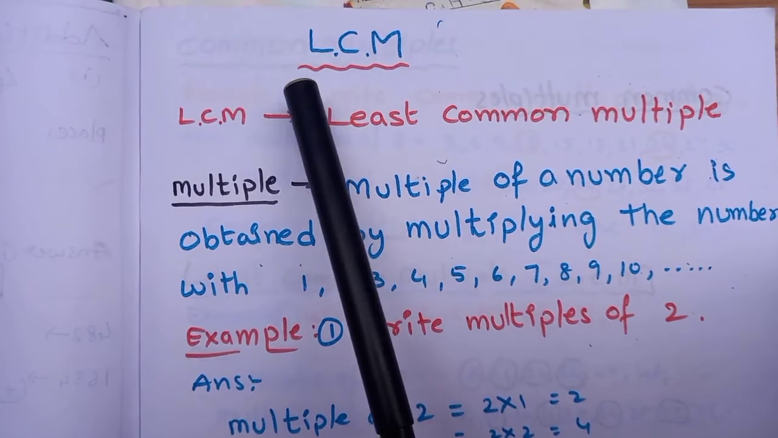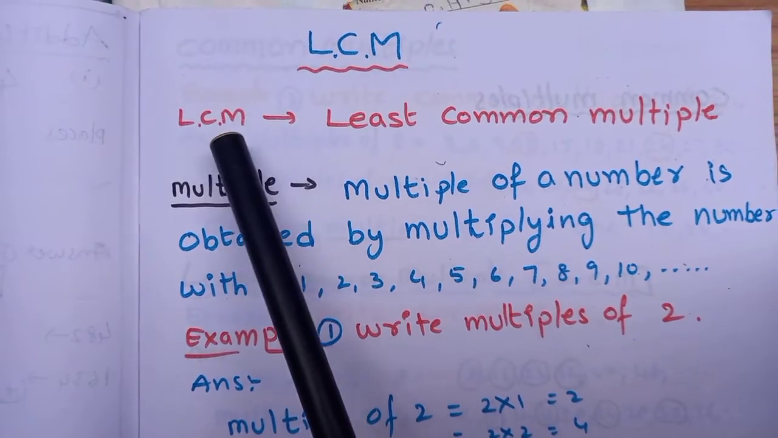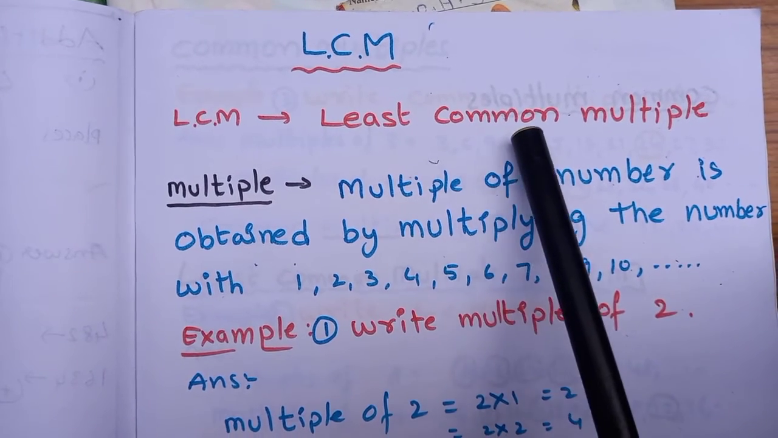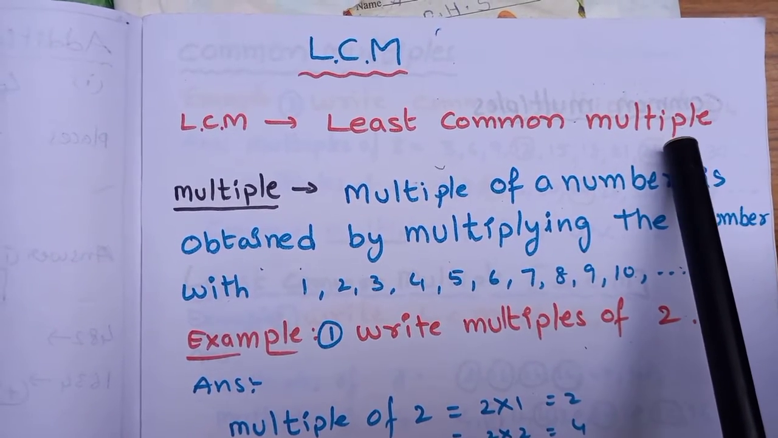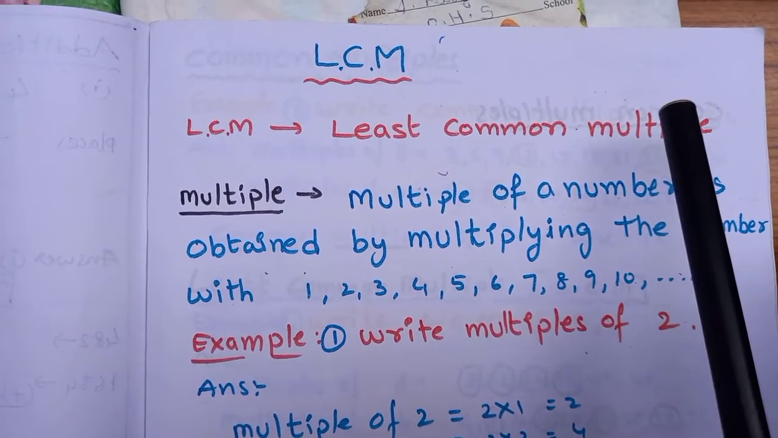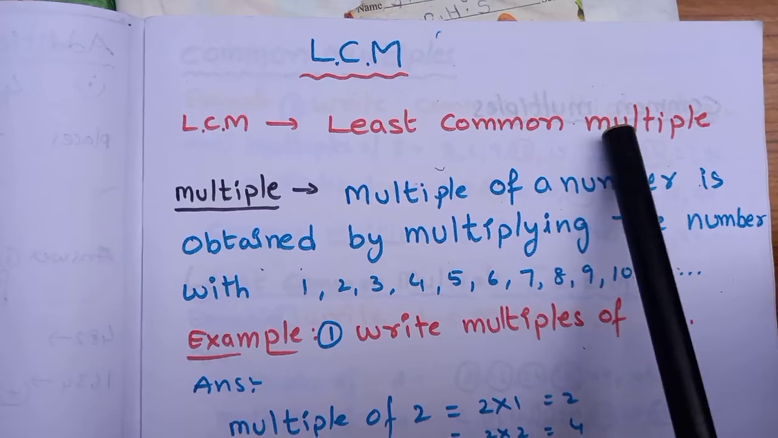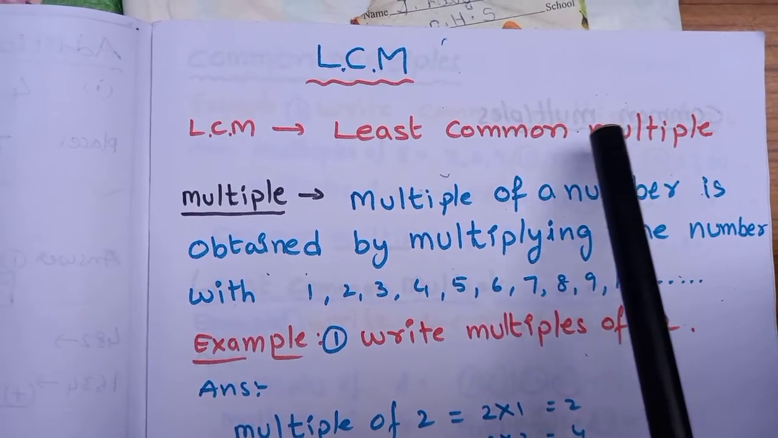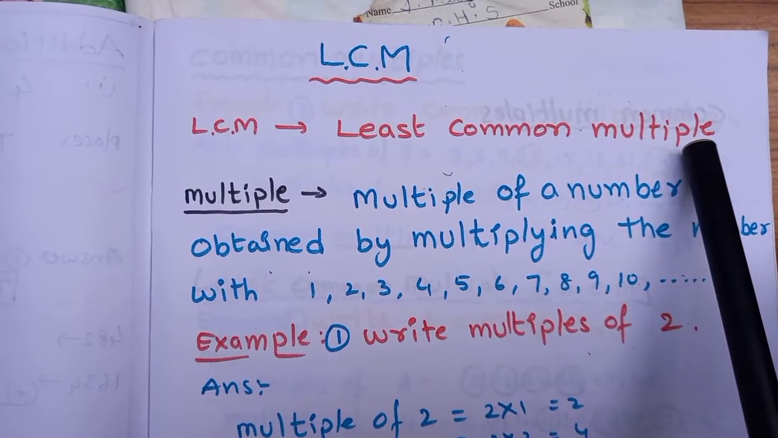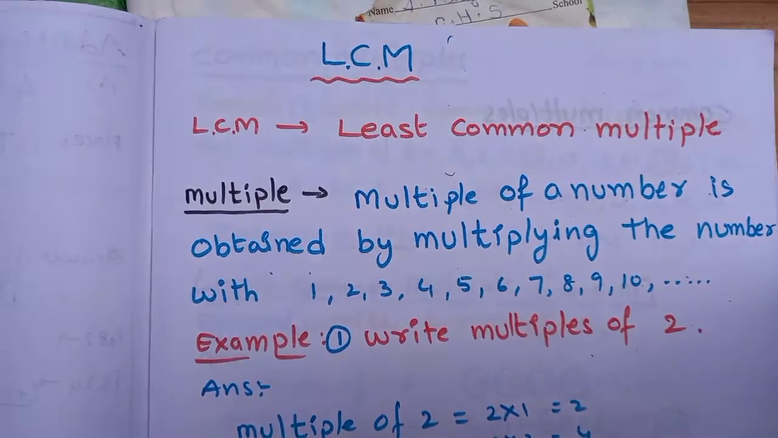LCM means least common multiple. That means we have to find multiples. Later we have to find common multiples. In common multiples, what is the least one? This is the meaning of LCM.